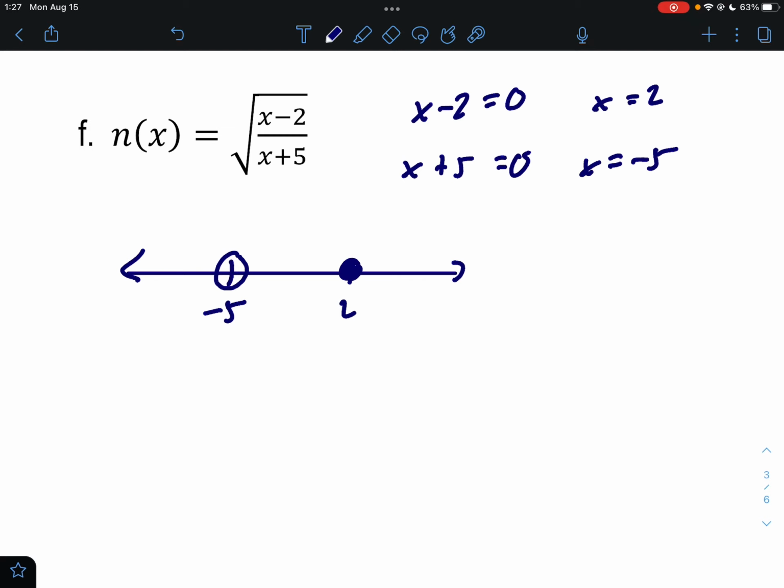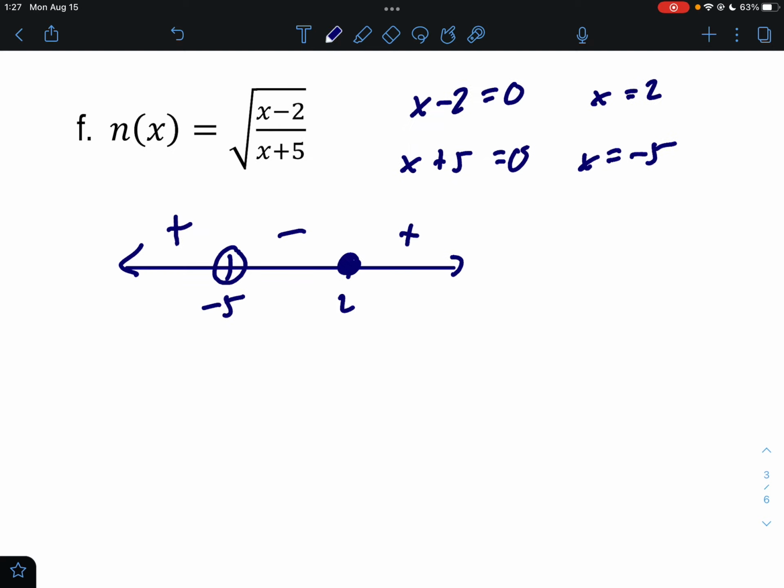All right, now for the 3 intervals in between. Again, just pick random test points. Maybe over here you pick -6 and put that back into here and see what we get back. It would be -8 over -1, which would be a positive. Here, let's pick 0. Always pick 0 when you can. You get -2/5, which is negative. And here we can pick 3, and we get back 1 over 8, which is positive.